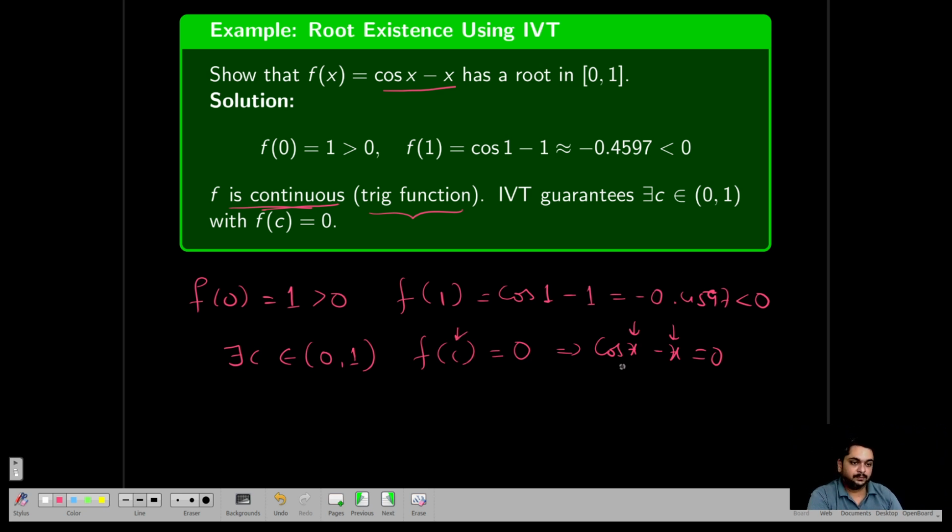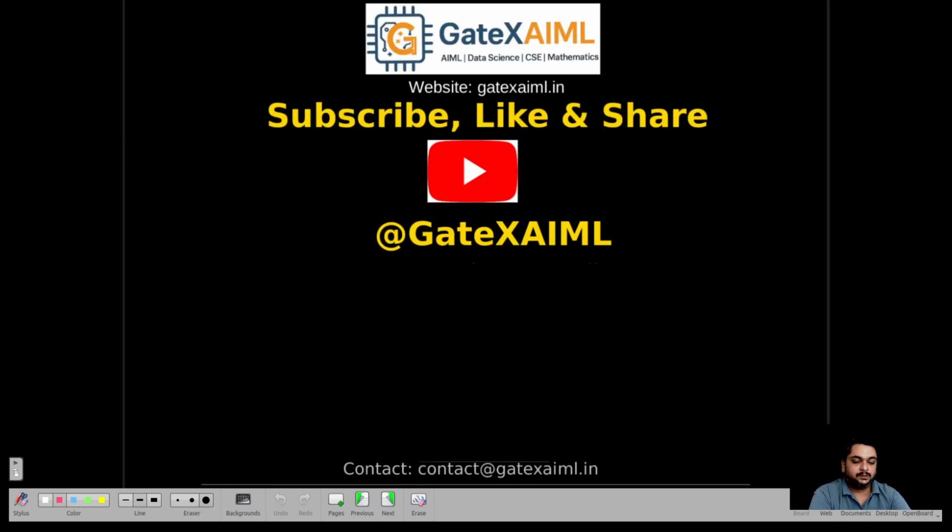How to find that value? That is, again, applying your numerical methods. If it is an easy equation, you can easily find it using the equation, that's fine. Otherwise, we usually go for finding the roots using numerical methods. So that is the basic concept about continuity.